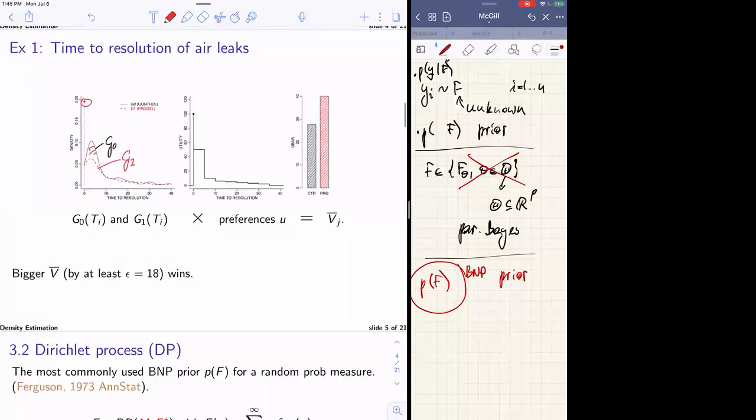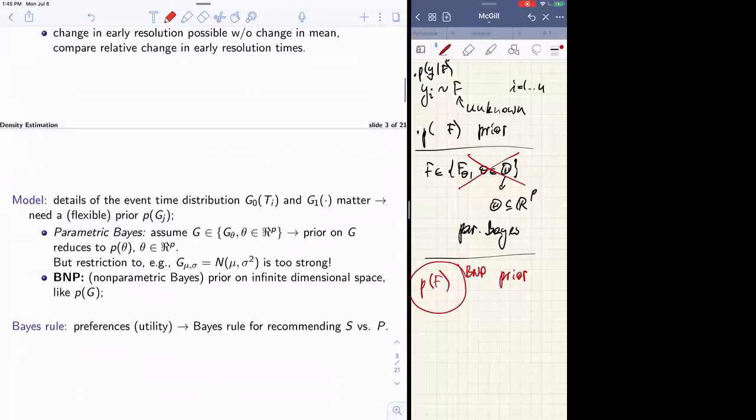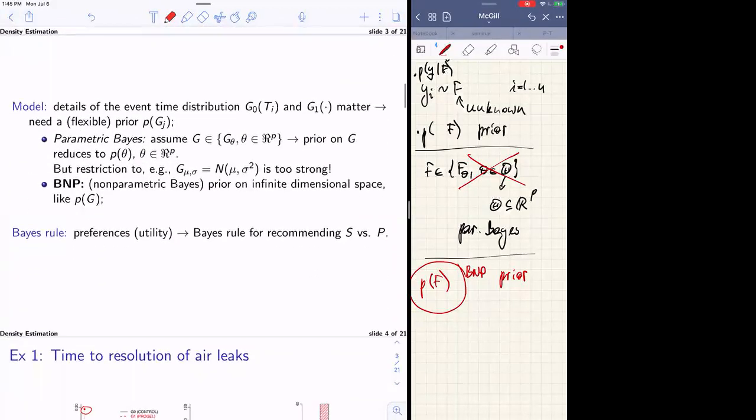I'll go back again one slide, just to introduce the notation G0 and G1, although I already said it in words. So we'll denote with G0 the distribution of event times under standard care. So this is the distribution of time to resolution of the air leak under standard care. And in red is the G1. That's the distribution of the TI under the experimental therapy. The treatment is called ProGel. It's some kind of gel that you smear into your lungs, and that helps to resolve the air leaks.